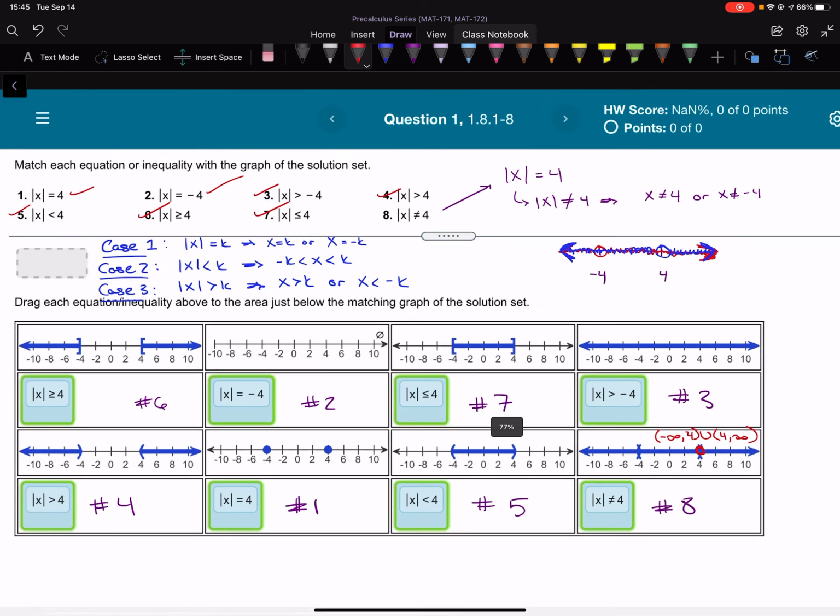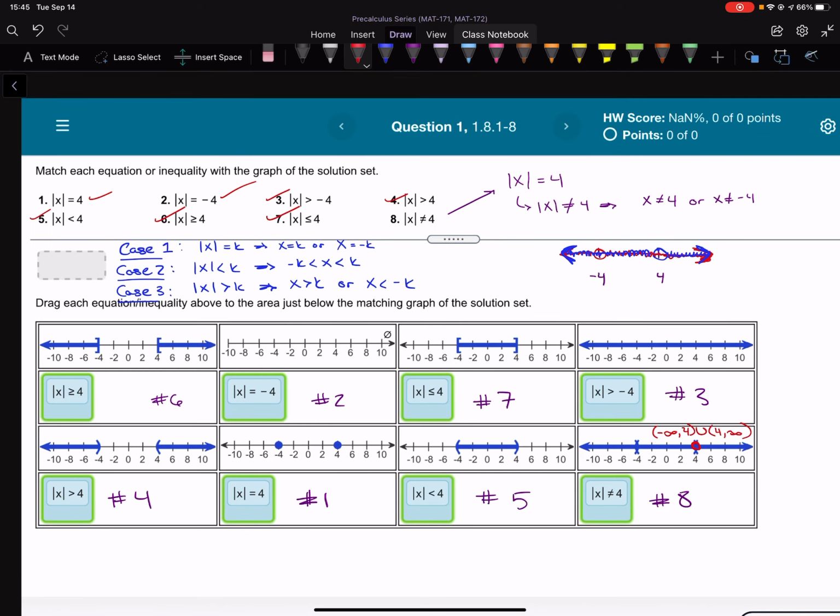All right, I hope that clears any questions that you had regarding this particular style of problem. It's a really good problem that tests your understanding of the cases.